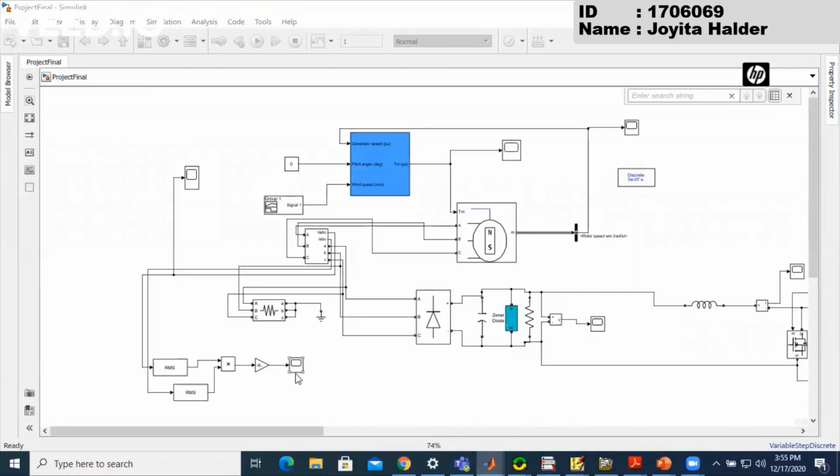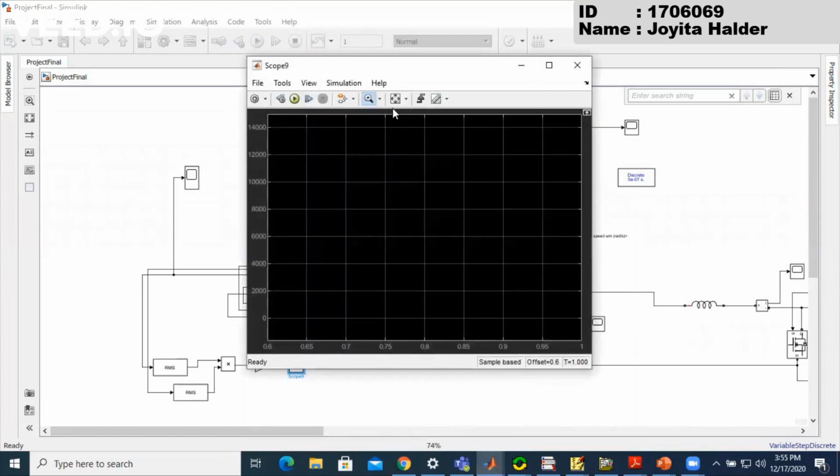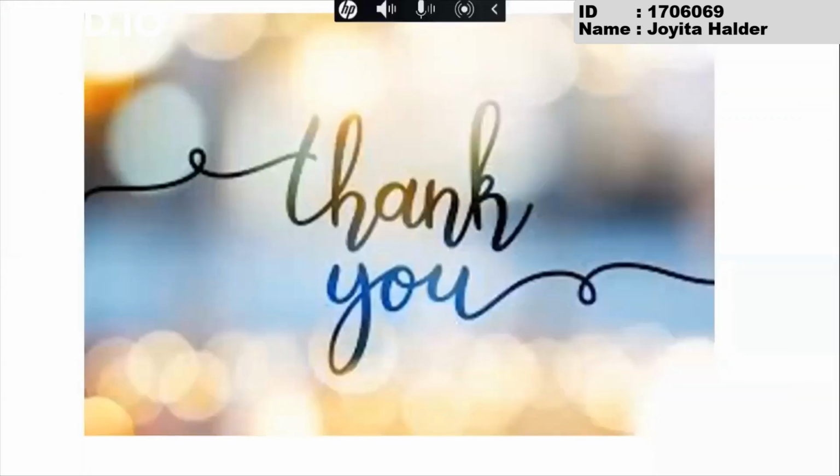In this project, our main purpose is to generate power from the generator. From the 3-phase output voltage and current of the generator, we have taken the RMS value and plotted the power. From the graph, we can see the generated output electrical power from the mechanical power, and its peak value is 13 kilowatt. So the presentation for our project ends here.